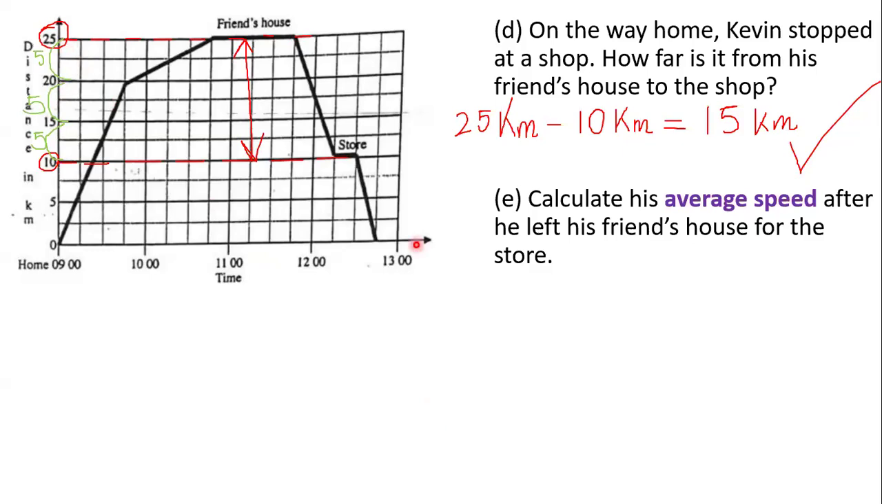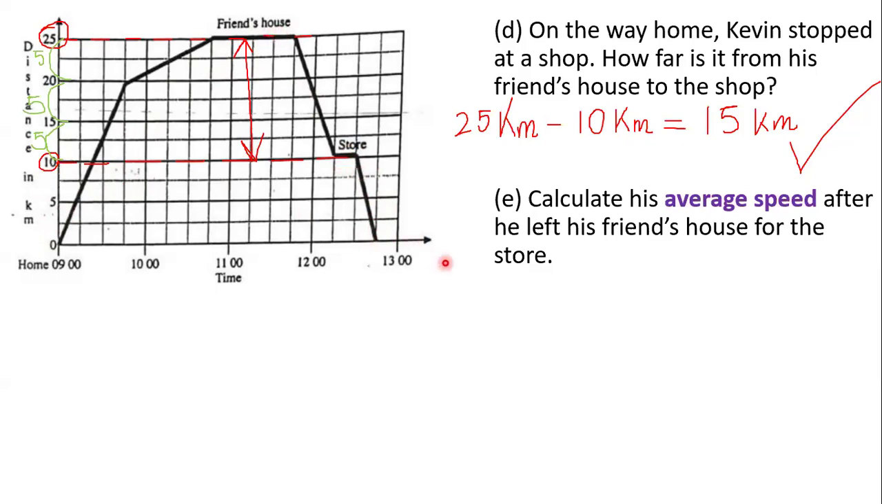I was counting the other way, going back in reverse, from the store back to the friend's home. Okay, this is from the store back to his house. Because remember, home, friend's house, home. So this line is going back home, not back to his friend's house. He just left his friend's house.